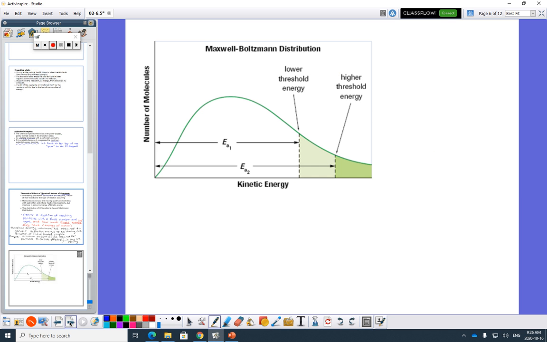Okay, so let's look at a Maxwell-Boltzmann distribution. So again, it's kinetic energy, and unfortunately, the kinetic energy now is on the horizontal or x-axis, and this is the number of molecules. So we have stopped motion, whatever, a reacting system, and we are looking at the particles at that moment in time. So some of the particles are moving with very little energy.